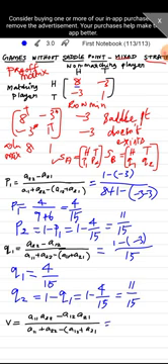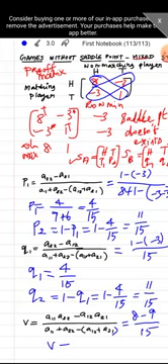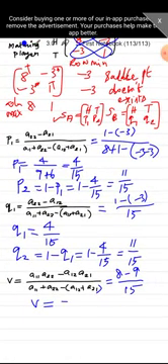Next we have to find the value of the game. The value of the game equals A11 A22, so we multiply the diagonal entries and subtract the other product: 8 into 1 minus (-3) into (-3), which is 8 minus 9, divided by the same denominator, 15. So the value of the game will be minus 1 by 15.